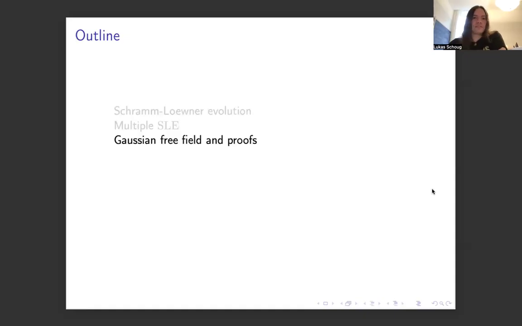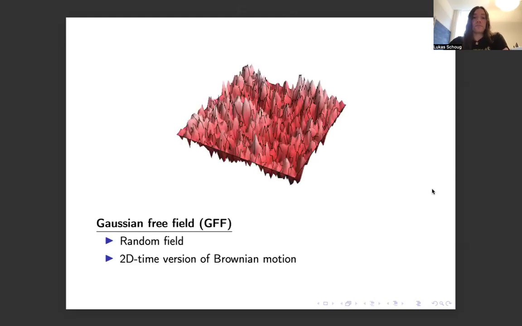So in the last few minutes, I'm just going to tell you about the main features of the Gaussian free field, which we can use to construct these multiple SLE. So the Gaussian free field is some random field. It's a distribution valued random variable, say a generalized Schwartz function. You can think of it as the two-dimensional time version of a Brownian motion.